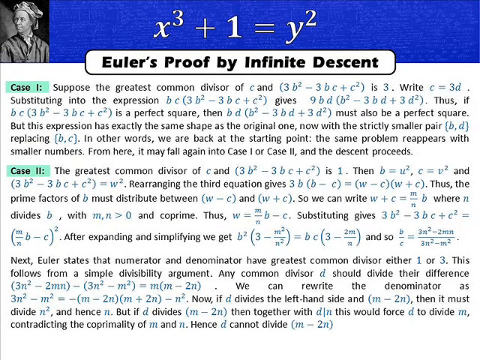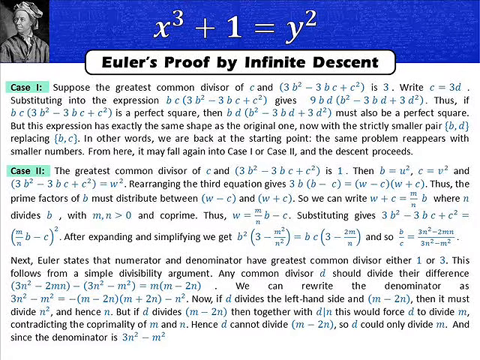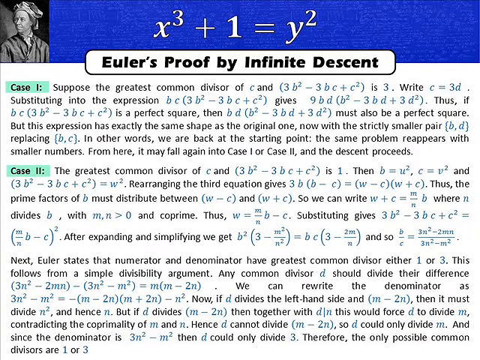Hence, d cannot divide m minus 2n. So d could only divide m. And since the denominator is 3n squared minus m squared, then d could only divide 3. Therefore, the only possible common divisors are 1 or 3, exactly as Euler asserts.